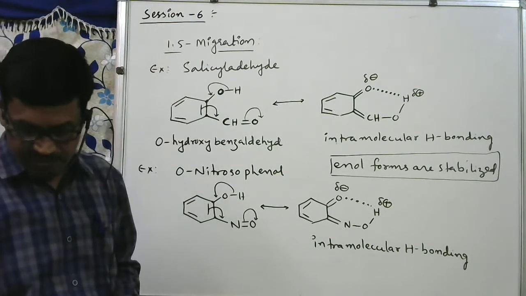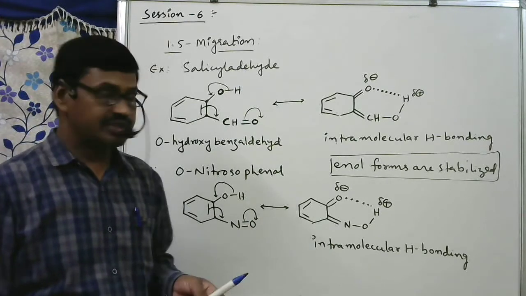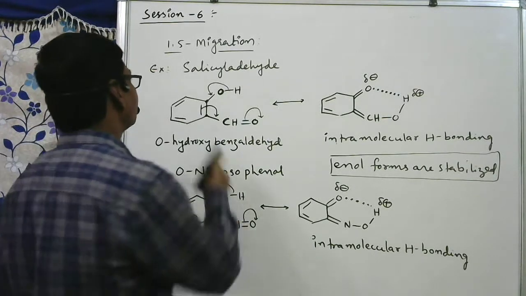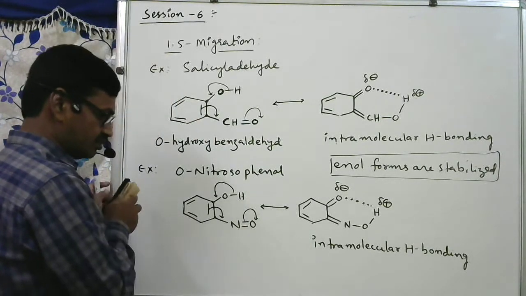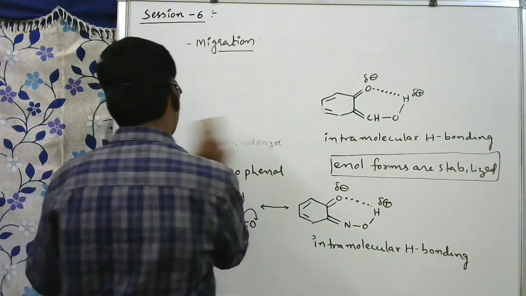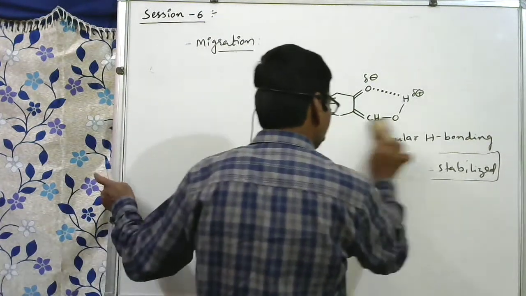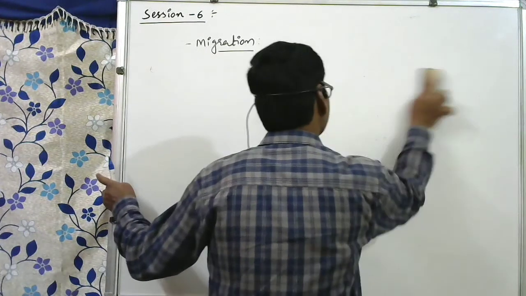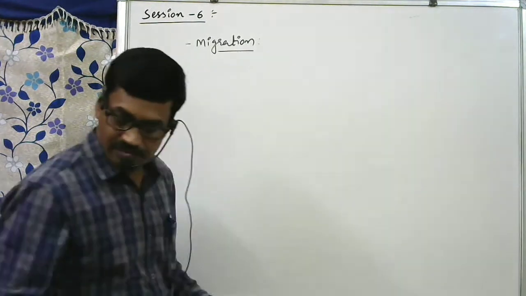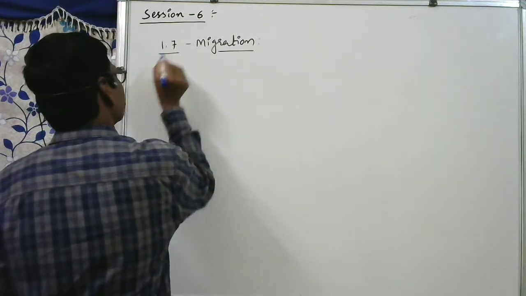Then 1,7 also we have. 1,7 means here para-hydroxy benzaldehyde we can say, and the same as this, para-nitrosophenols also we can take. In these two compounds we can expect 1,7 migration. So here taking one more example with respect to 1,7 migration. But there we can't expect intramolecular hydrogen bonding, because that is possible only for ortho compounds. For para compounds, intramolecular hydrogen bond we can't expect.